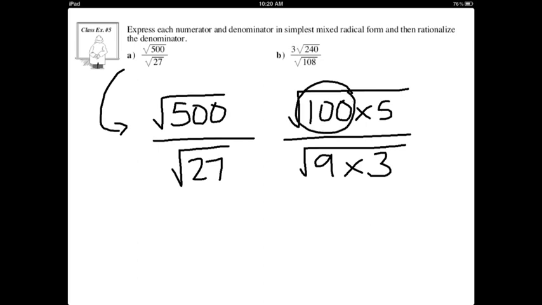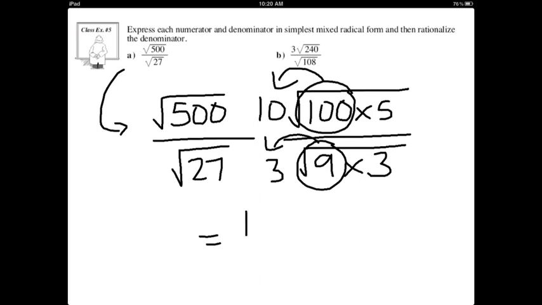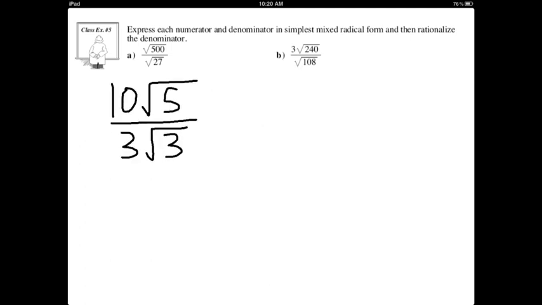On the top, 100 is a perfect square, it can be brought out, that's now a 10. The 9 can be brought out, that's a perfect square, and now it's a 3 on the outside. So what you're left with is 10 root 5 over 3 root 3. We cannot have a radical in the denominator, so we have to get rid of it. That's what we're going to focus on, is that root 3.